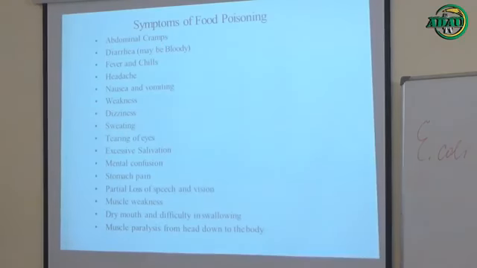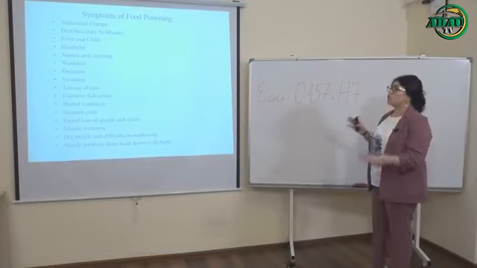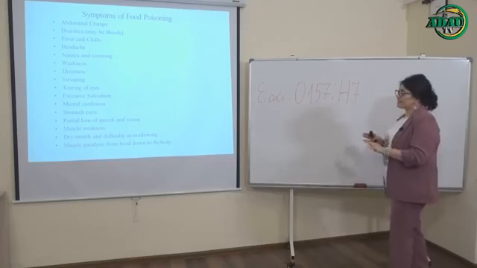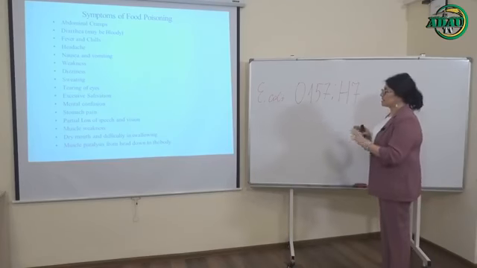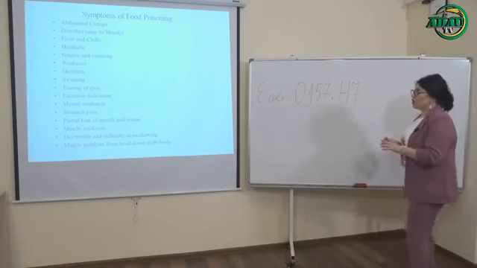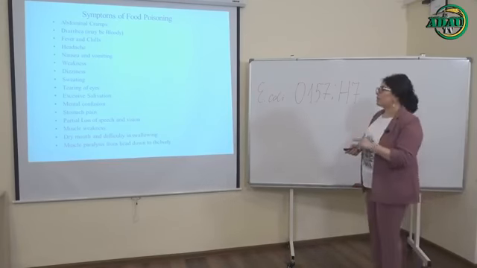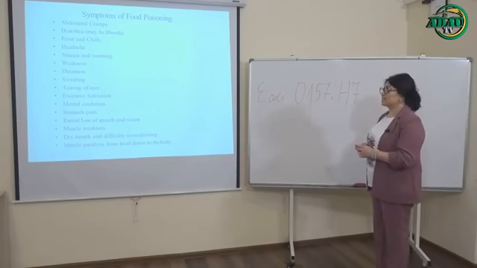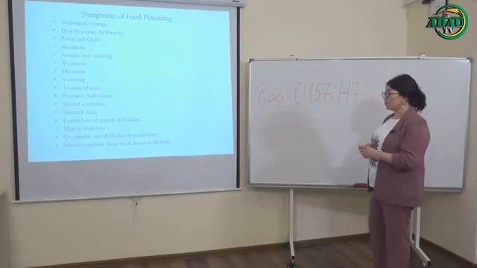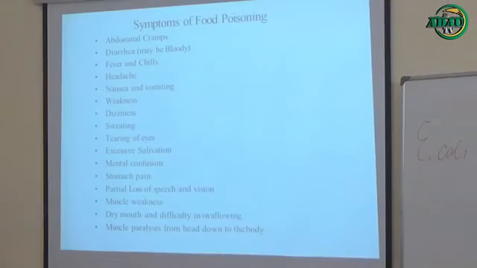So, this is the general information about the symptoms of food poisoning. For each foodborne disease, these symptoms can appear: abdominal cramps, diarrhea, which can even be bloody, fever and chills, headache, nausea and vomiting, weakness. If you are interested in this lecture, you can write to me and I will send it to my students who are interested in this lecture.